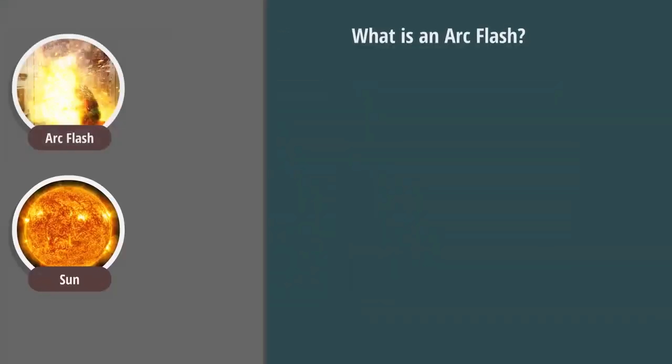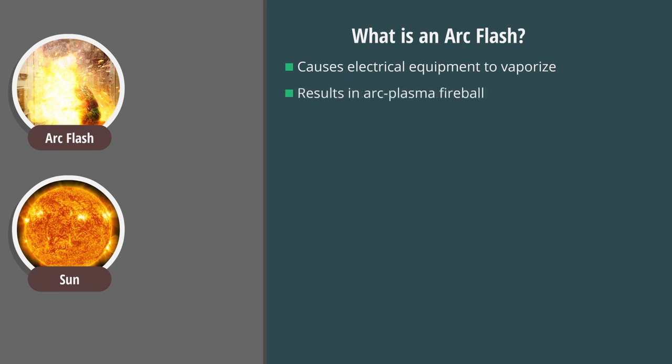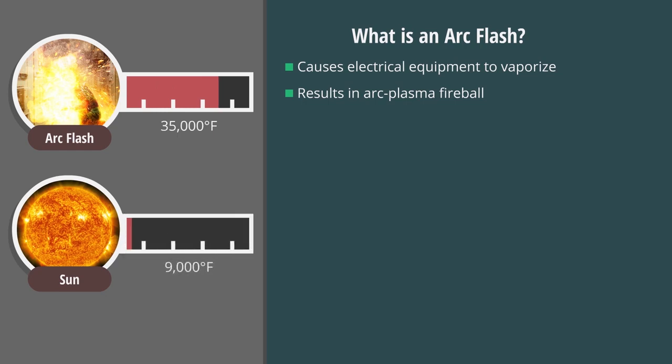Arc flash, like lightning, can cause electrical equipment to vaporize, resulting in an arc plasma fireball. Temperatures may exceed 35,000 degrees Fahrenheit. As a comparison, the surface of the sun is 9,000 degrees Fahrenheit.